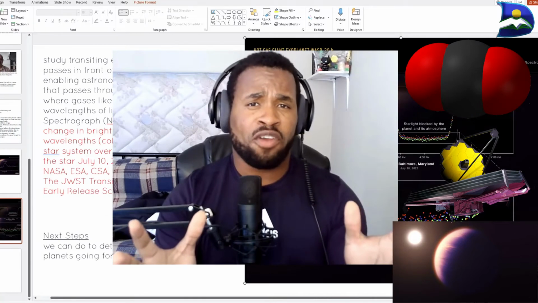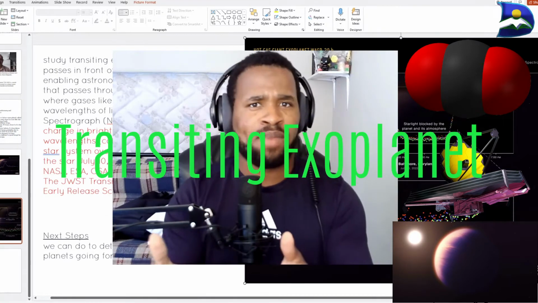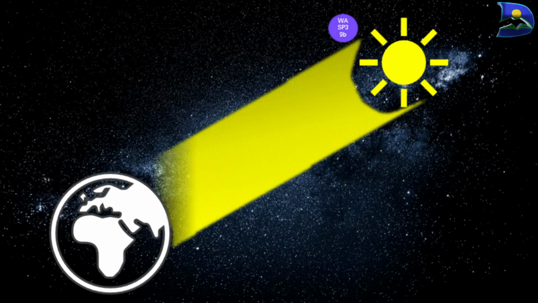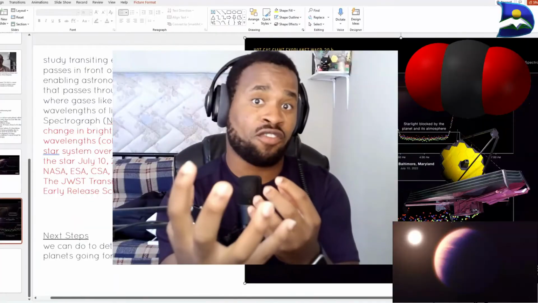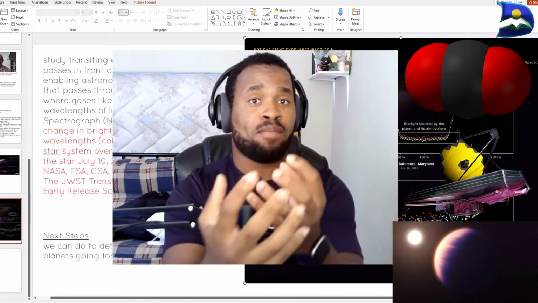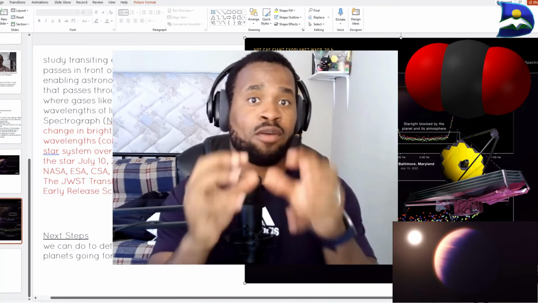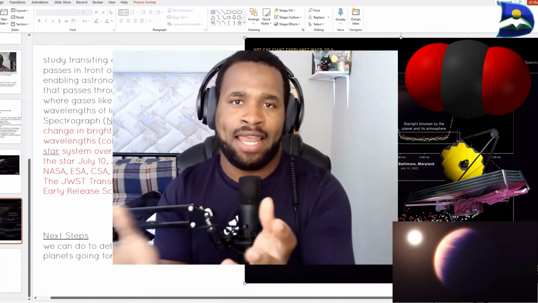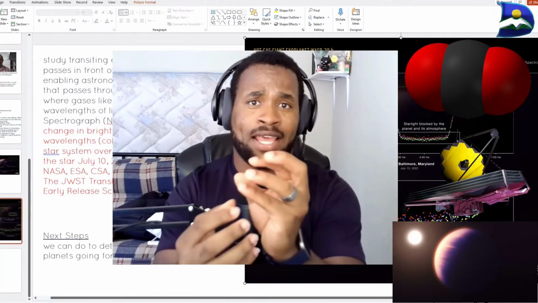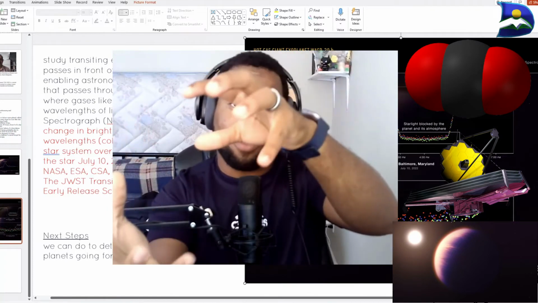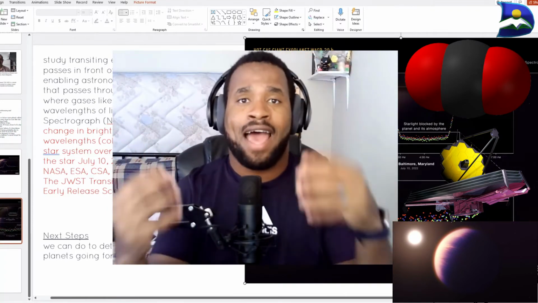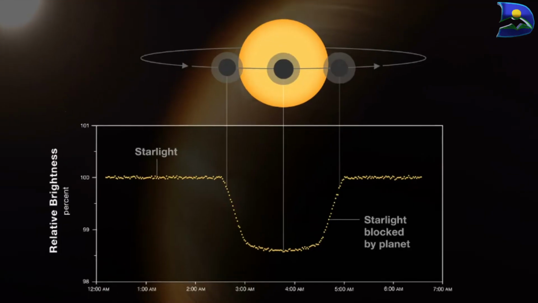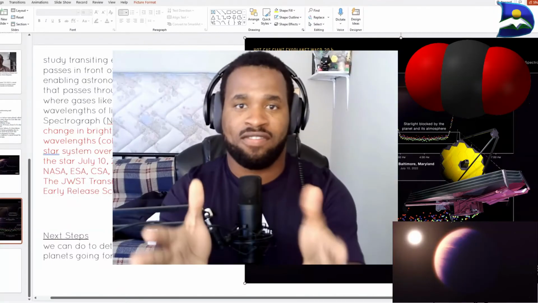Now, another interesting terminology here is called transiting exoplanet. And what does that mean? This means that when you have a specific planet that is moving in front of a specific sun, and you're viewing that planet from Earth, that planet in front of its sun is known as a transiting exoplanet. And by so doing, that planet is going to be blocking the sun's light, that is its sunlight, and therefore when we detect it, in this case with the James Webb Telescope, we are going to have a dip in its graph, as we see right over here.